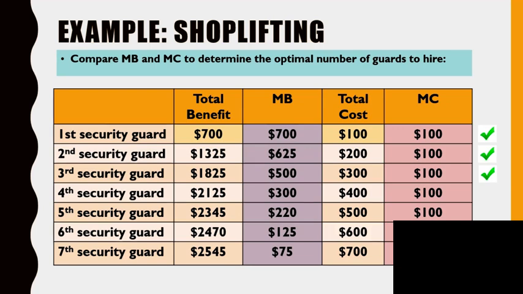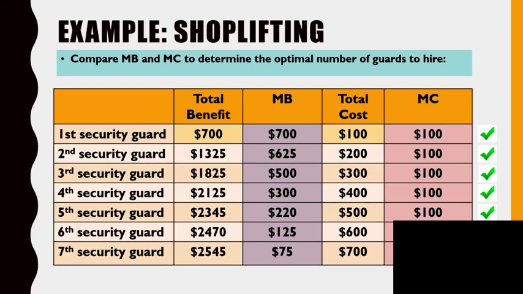What about the fourth guard? Well, it's rational to hire him too. Everyone agree consumer surplus is $200. What about the fifth guard? Yep, rational to hire that guard too. Consumer surplus here is 120. The sixth guard is also rational. Although, do you agree, our consumer surplus is starting to shrink. We only have $25 of consumer surplus here. What about the seventh guard? Is it rational to hire the seventh guard?